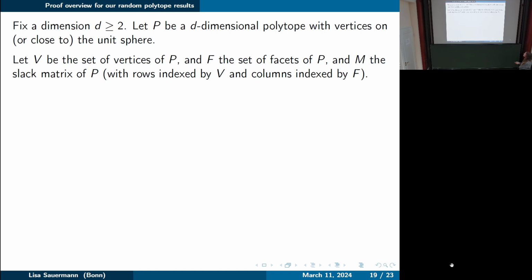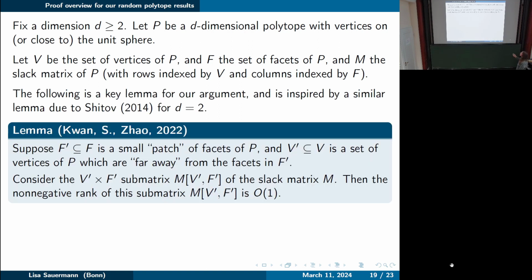Okay, so V is the set of vertices of P, and F is the set of facets of P. So again, P has, let's say, vertices on the unit sphere in R^d, where d is fixed. And now M is the slack matrix of P, so that means the rows are indexed by these vertices V, the columns are indexed by these facets F. And then every entry you could say counts the slack, or if you don't like that, you can say every entry is the distance of the vertex from the facet hyperplane.